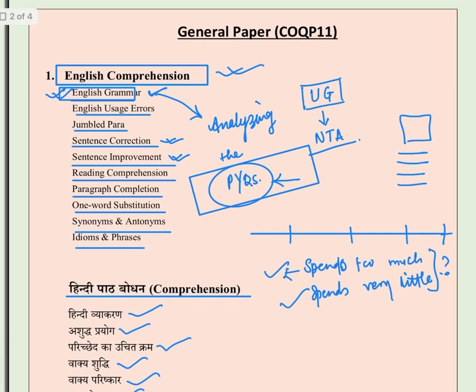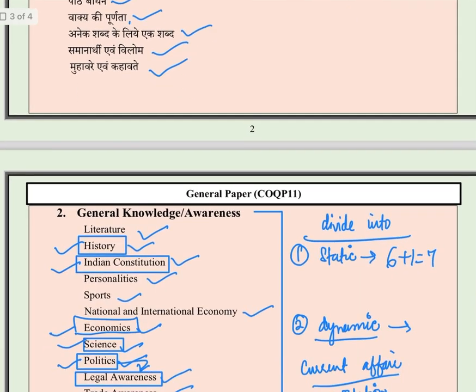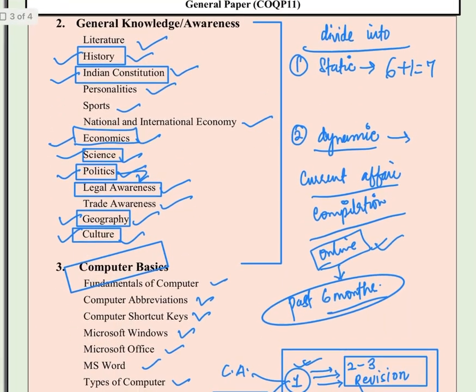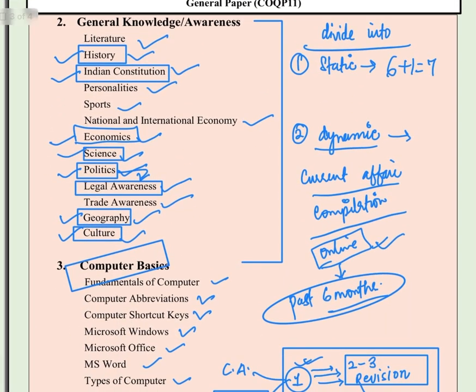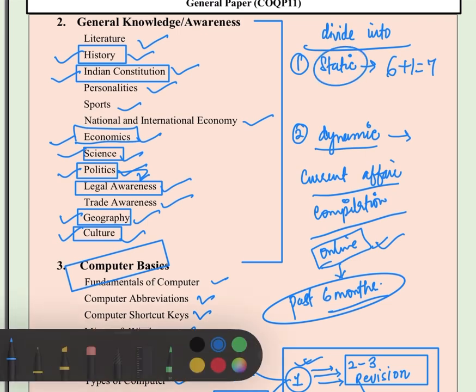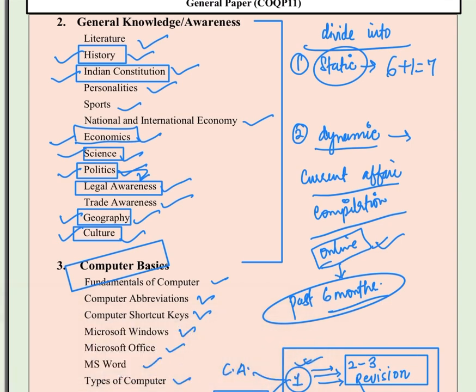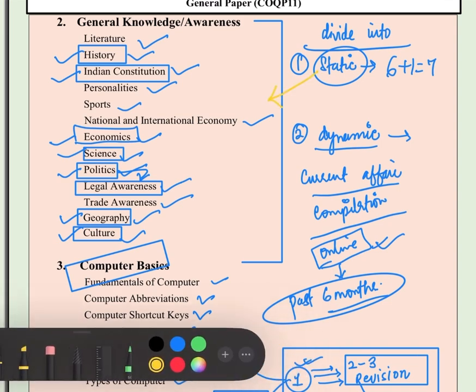My suggestion to you will be to have one book for each. For English comprehension and Hindi comprehension, I already told you to go for a book. Any book, but you must have one book. Second thing is general knowledge and general awareness. For the static part, you should have this. Sorry, I'll change this.